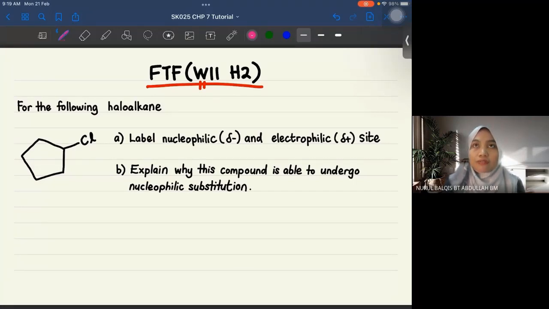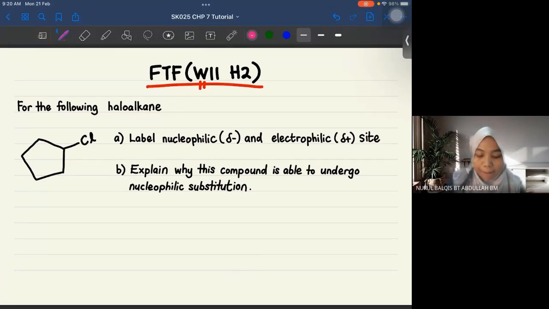Okay, kalau dalam alkene kita ada free radical substitution, tapi bezanya haloalkene dengan alkene sebab dia ada polar bond ni, dia boleh buat nucleophilic substitution dan juga addition yang kita belajar semalam. Okay, so now the question asks you, for the following haloalkene, you need to label the nucleophilic and also the electrophilic side on the molecule.